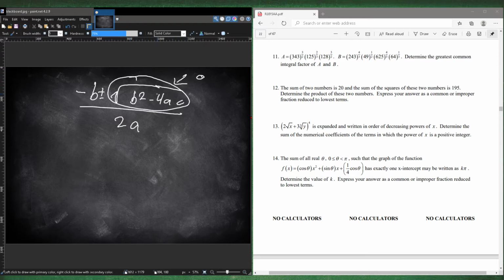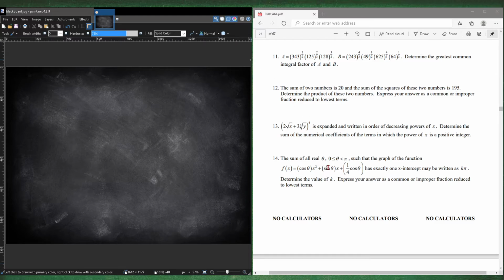If this value is equal to 0, then it's just going to be plus or minus 0. So that's basically nothing. So there's only one possible answer. So this has to be equal to 0. So b squared minus 4ac has to equal 0. So your b is sine of theta, so sine squared of theta, minus 4 times a, which is cosine of theta, times c, equals 0. So then this is just sine squared of theta minus cosine squared of theta is equal to 0.